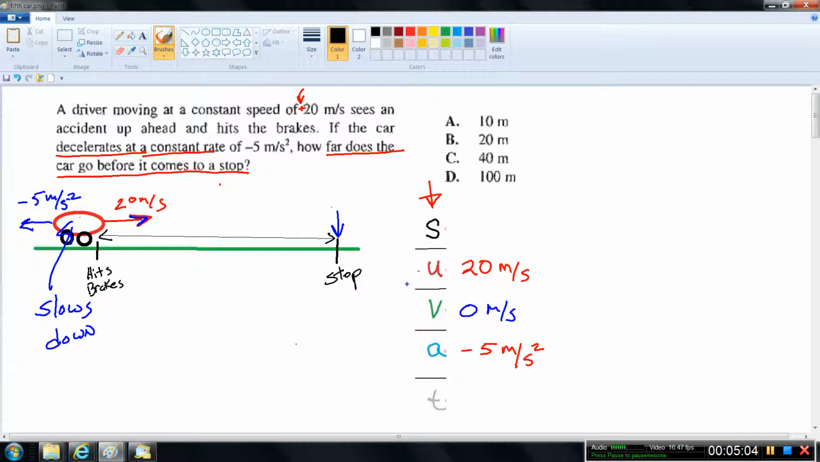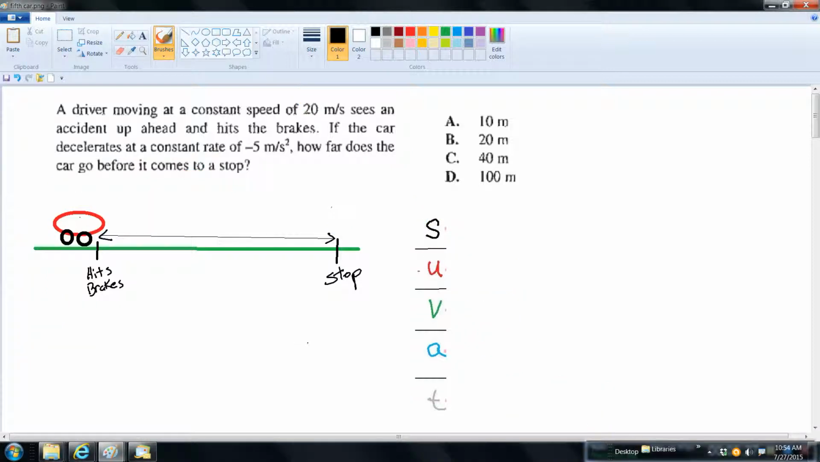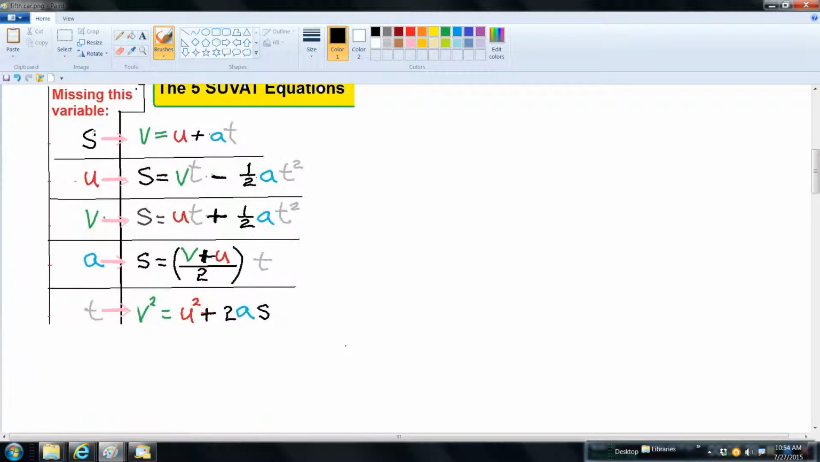Now, step 3, we're going to circle what we need. We need how far it goes before it comes to a stop, so displacement is what we're looking for. And then step 4, we draw a line through the variable that's left, and we use the affiliated equation, which is v squared, final velocity squared, equals initial velocity squared plus 2 times the acceleration times the displacement. All right, so we see that we have this equation here, and we're looking for that.